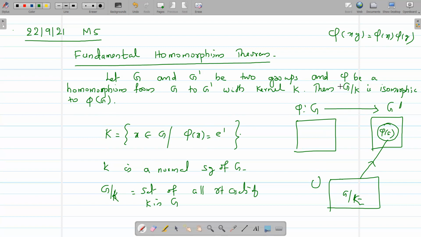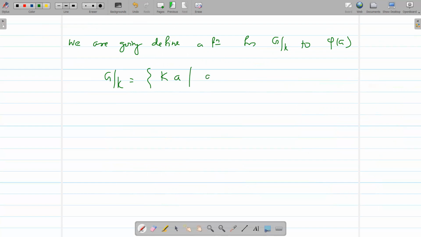So in order to show that G by K is isomorphic to phi of G, we need to define a function from G by K to phi of G. So first we are going to define a function from G by K to phi of G. But G by K എന്താണെന്ന് മനസ്സിലാക്കുക. G by K is the collection of all right cosets Ka, a belongs to G. And phi of G is the collection of all images of G under phi.